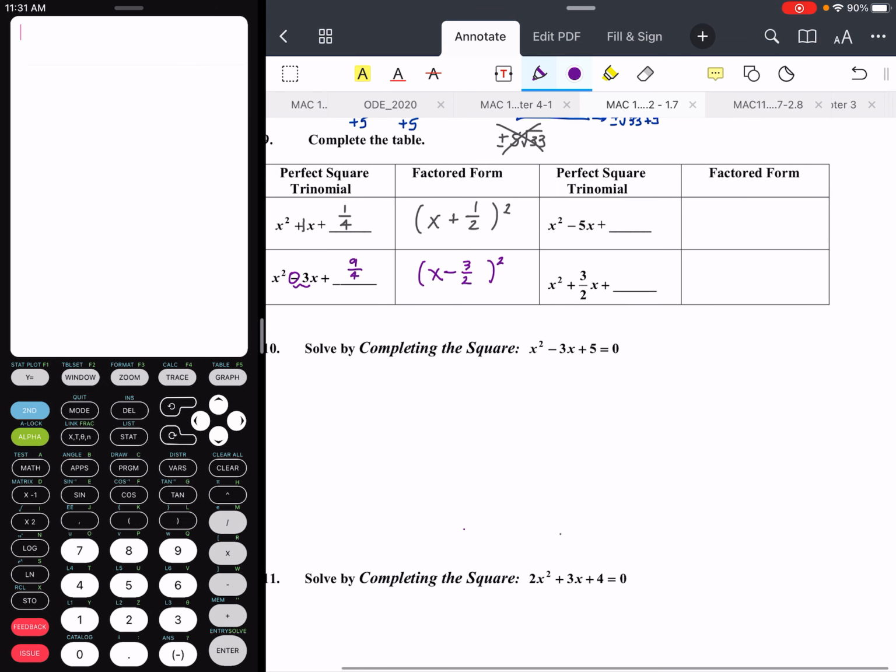All right, over here, switch colors. So negative 5 is my b coefficient. Showing my work up here, negative 5 over 2 squared equals positive 25 over 4. So I'm going to add 25/4 to create a perfect square trinomial. And then when I go to factor that, x and then minus 5/2 squared. And again, that negative 5/2 comes from dividing by 2.